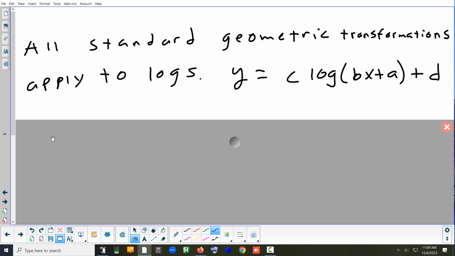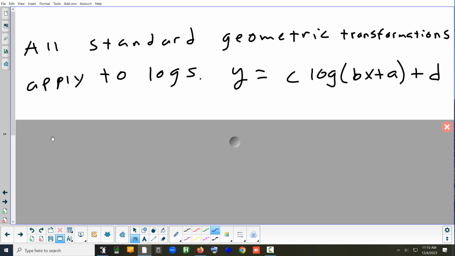Is it horizontal? Like you shift either left or right? Yeah, it is a horizontal shift. If A is a positive number, which way does it shift it? Left. Shifts it to the left. What about if A is a negative number? Right. To the right. What about B? It's still inside the parentheses, but now it's multiplying instead of adding.